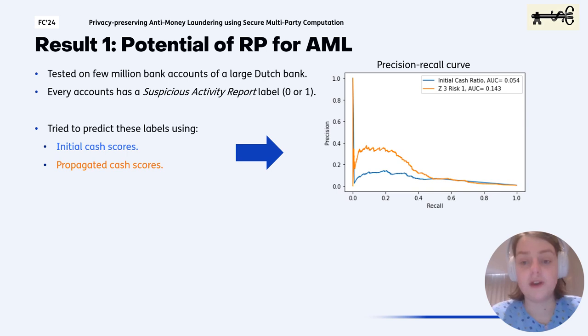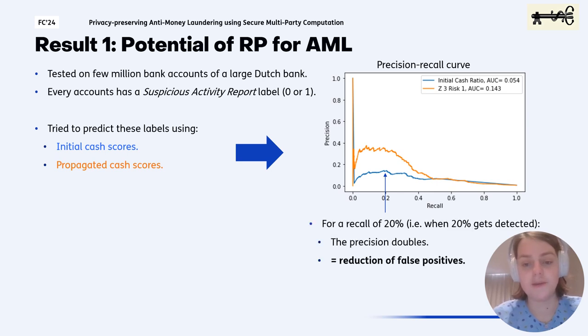I won't go too much into what the precision recall curve does, but here you can see the result. So we see the result of trying to predict with the initial cash scores, which is the blue line, and trying to predict with the propagated cash scores, which is the orange line.